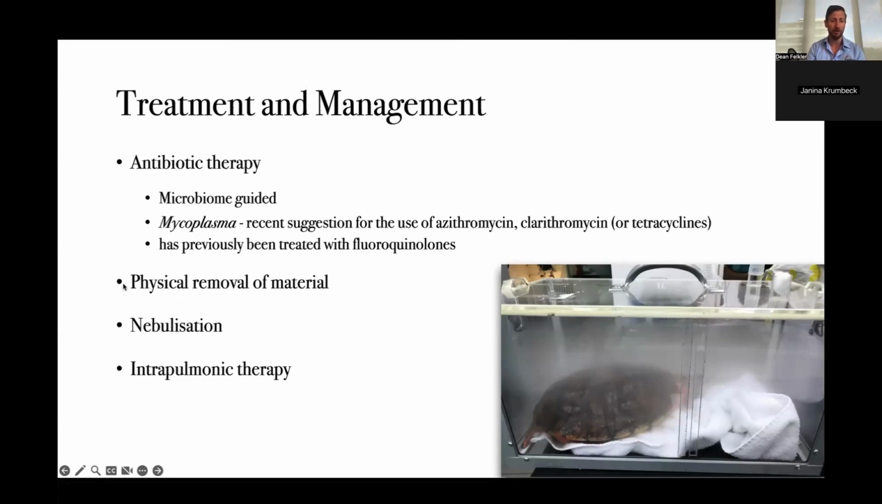And also I've put physical removal of material. That would be either nasal flushing if there's copious amounts of discharge there, or these lung washes to try and remove as much of that bacteria as possible. And then nebulization. You can nebulize them with just saline. That helps moisten mucous membranes and can help break down some infection or pus.